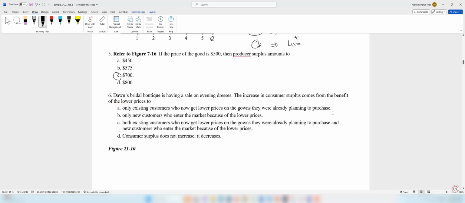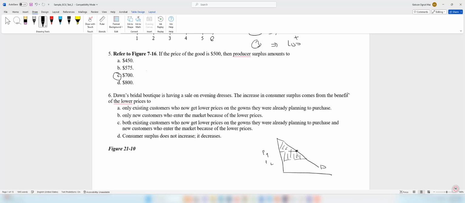Next question. Dawn's Bridal Boutique is having a sale on evening dresses. The increase in consumer surplus comes from the benefit of the lower prices. To answer this question, we need to first visualize it. This is the demand curve, and let's say the price is here, P1. We know that the consumer surplus is between the demand curve and the price, this area. Let's assume the price goes down to P2. Now the consumer surplus increases from this area to include additional consumer surplus.